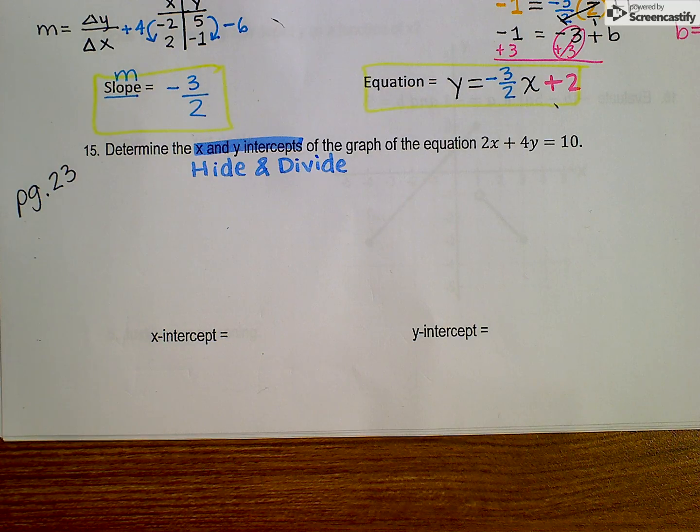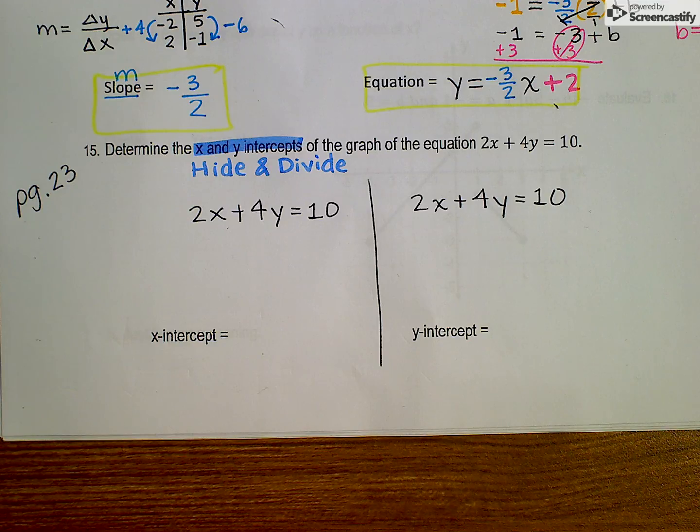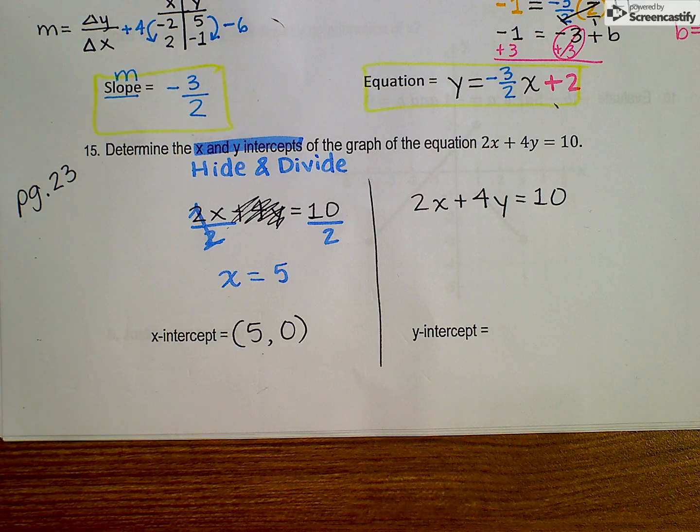So if I wanted to find an x-intercept, I would hide my y term and divide by 2, leaving me with x is equal to 5, but you will get points taken off if you do not write your x-intercept as a coordinate. So to find your y-intercept, I would do the opposite.